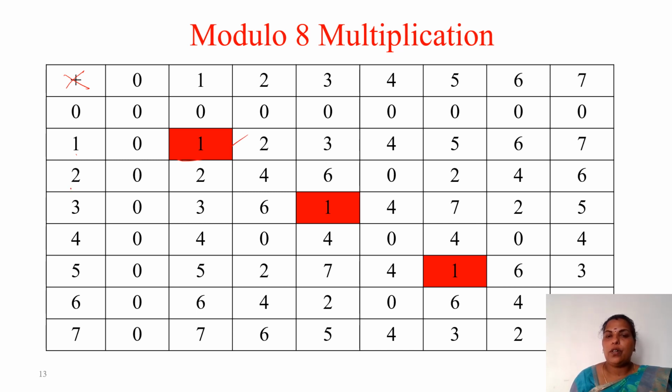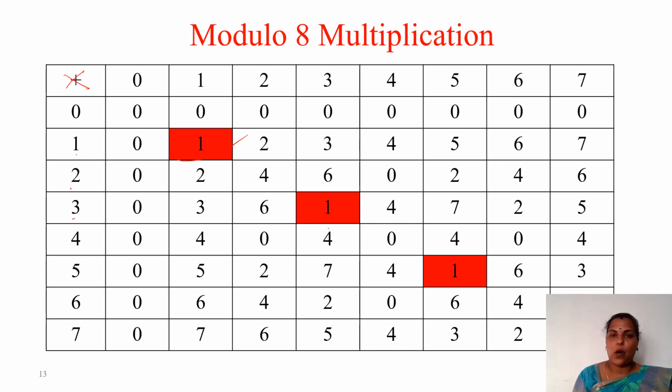Next 2, we are not having any 1. So there is no multiplicative inverse. For 3, 3 into 3, 9. So 9 mod 8 is 1. So here we are having the multiplicative inverse. 4, no multiplicative inverse. 5, 5 into 5, 25. 25 mod 8 is 1. So here we are having the multiplicative inverse. For 6 also we are not having it. 7 also we are not having it. So we are having the multiplicative inverse for 1, 3 and 5.